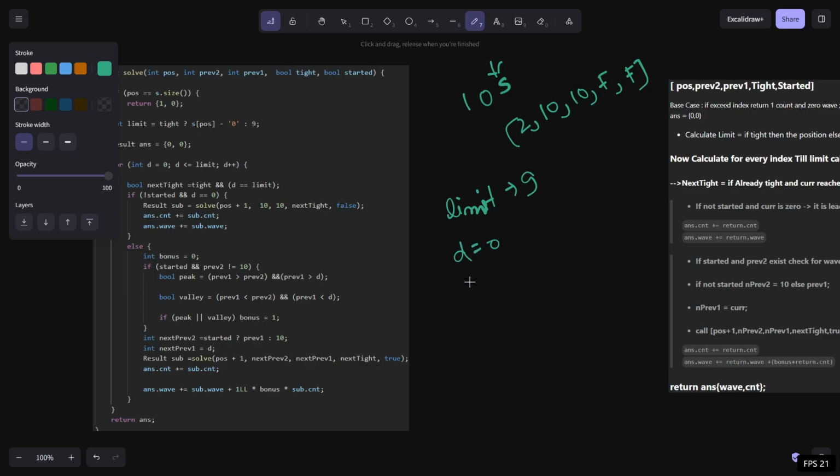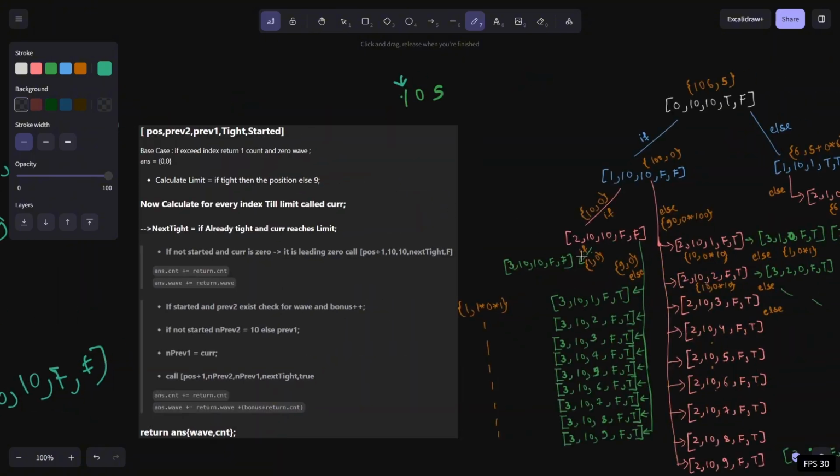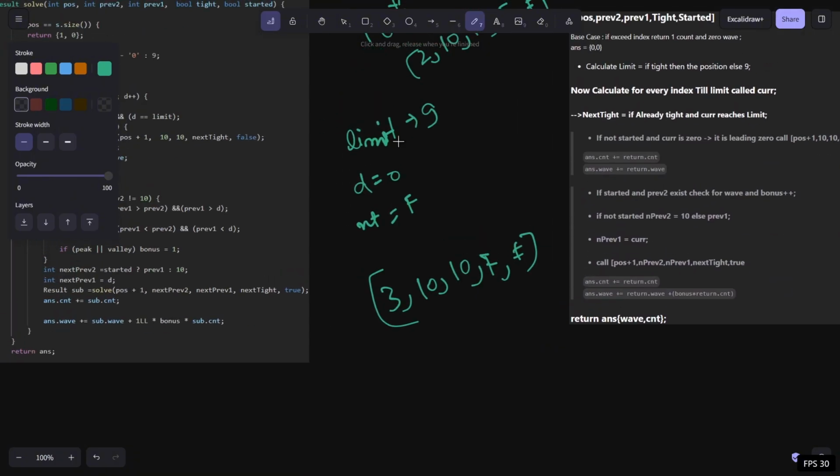So at d equal to 0, next at can never become true because it is already not, so it's going to be 0. Next at is always going to be false. And for d equal to 0, it hasn't started here, so it's going to count it as a leading 0. So it's going to call 3 10 10 false false from the if block.